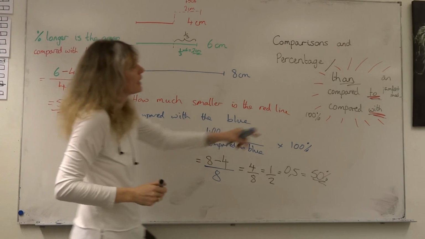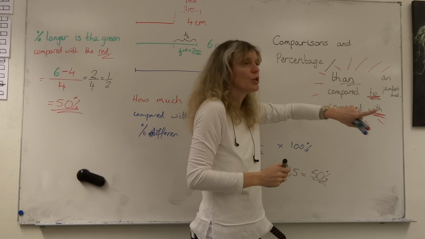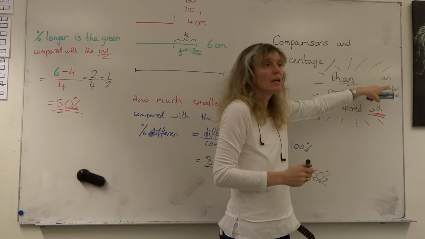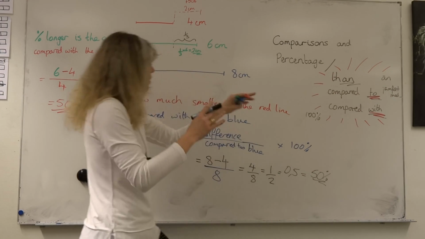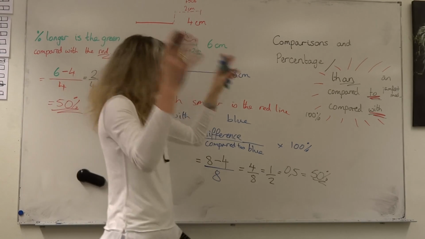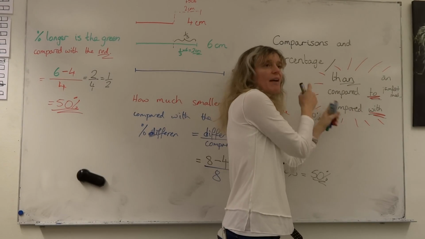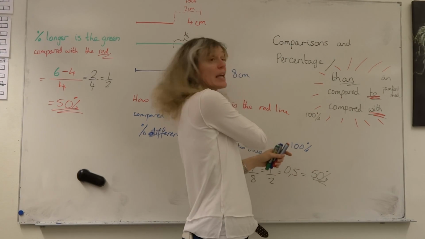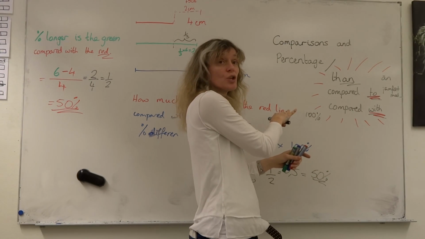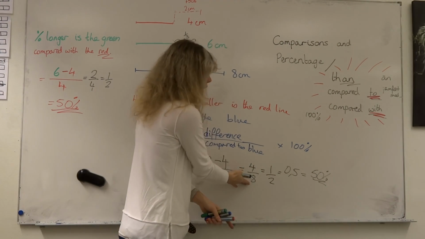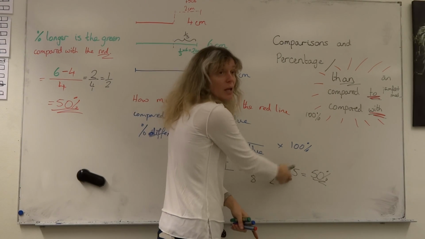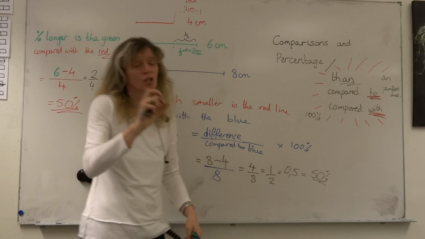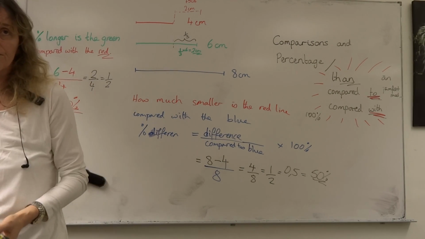The key here is than, compared to, compared with, en, jämfört med. All of those are shouting out at you, don't forget to put what comes after that expression on the bottom. And if you do that, and then just take the difference of those two expressions on the top, change it into a fraction or a decimal, and then convert it finally into a percentage, you'll do great with those ones.